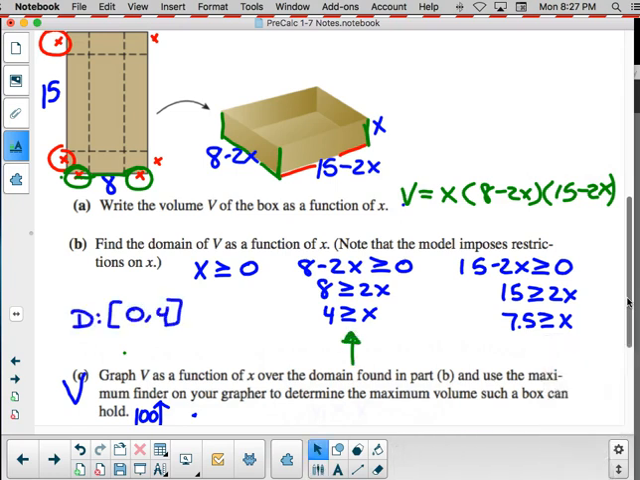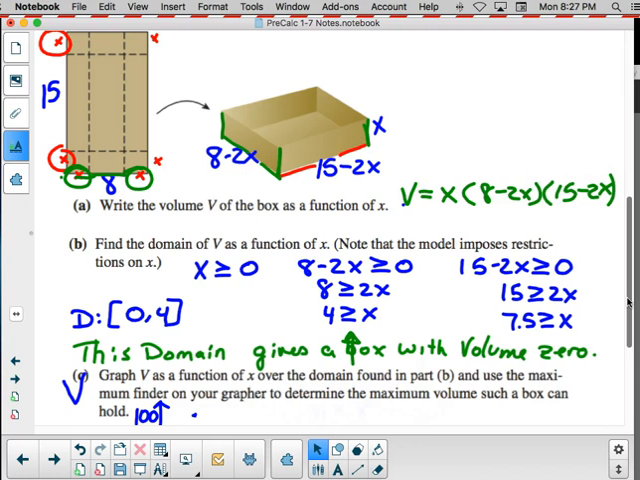So keeping that in mind, my domain is from 0 to 4, including 0 and including 4, and this domain gives the box with volume of 0. Okay, so I got to keep in mind, my box could have a volume of 0.